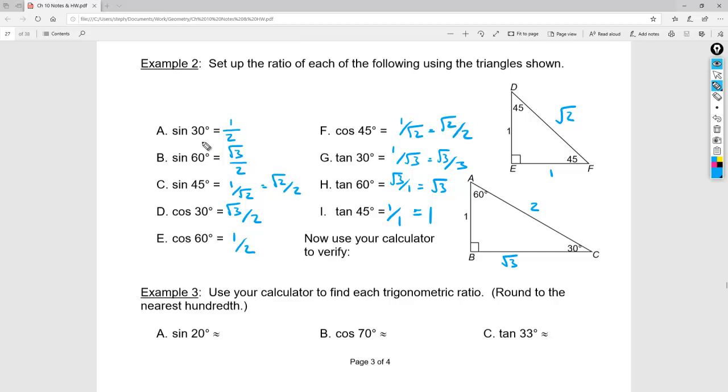Sine of 30 degrees is always going to be 1/2. Sine of 60 degrees is always the square root of 3 over 2, and so on and so forth. These values are constant, and we will use them all the time in trigonometry, right? Especially in pre-calculus.